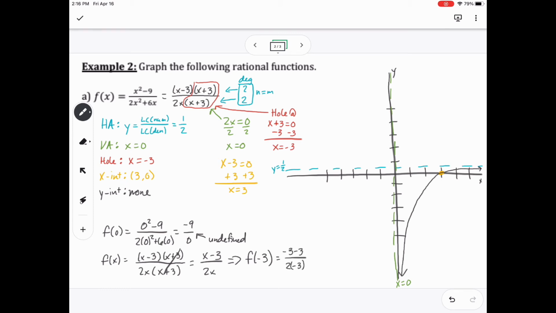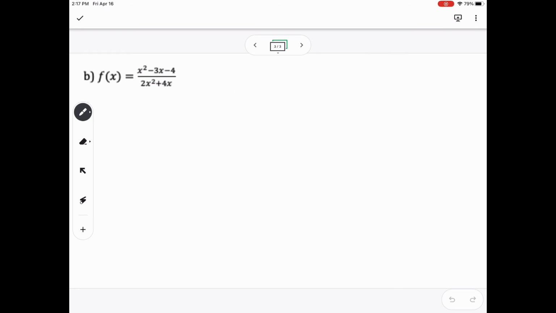So -3 minus 3 divided by 2 times -3 gets me -6 over -6, which is 1. So at (-3, 1), I'm going to draw a hole there and then complete my graph, like it was an ordered pair or a point. It fits in that top left section, so it's not going to cross either. Okay, so that's how you deal with holes. Treat it as an ordered pair a little bit, but you have to cancel those out to be able to find that y value that you really want.